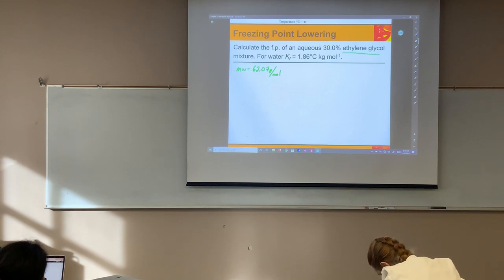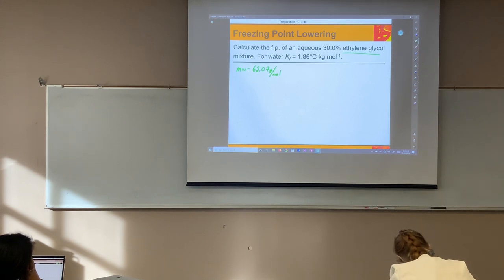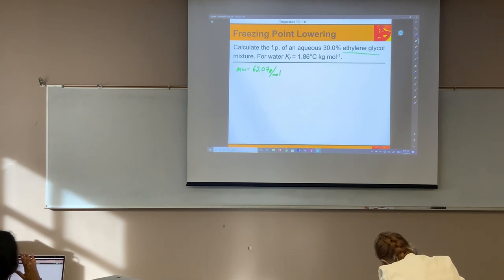But this is your change in freezing point, right? So always ask yourself, what is this question asking? This number here means that I would change the freezing point of whatever by 12 degrees. So you have to take the original freezing point and then subtract that from it. Got it?